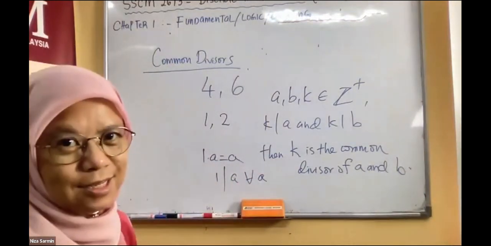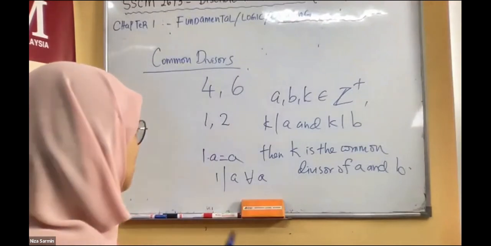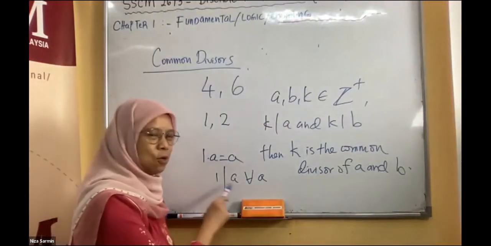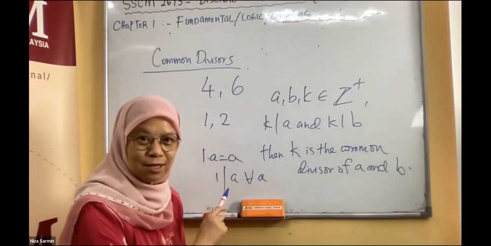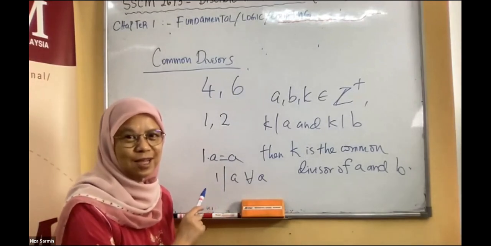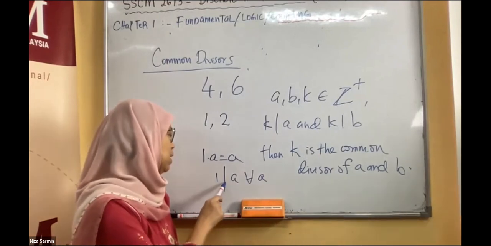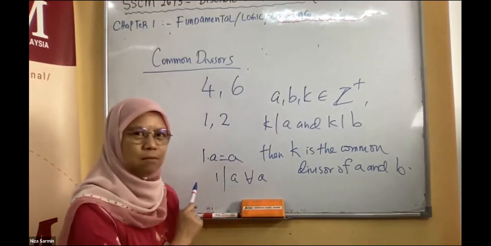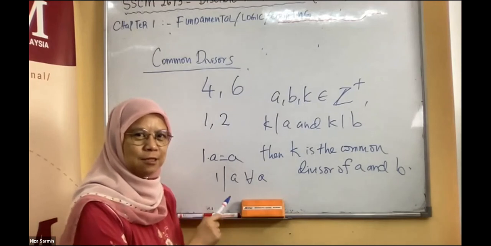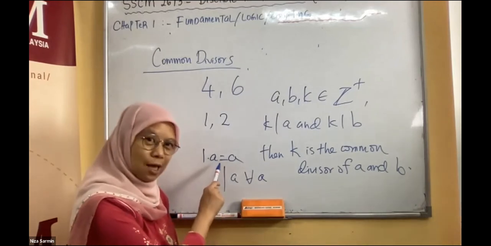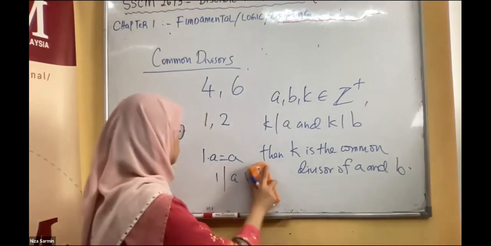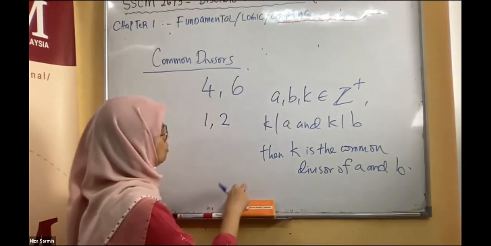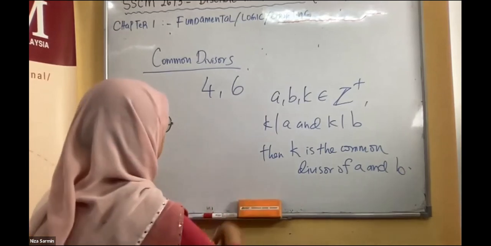This is actually a simple question that is sometimes too easy, so students don't know how to answer. Why does one divide A? A is an integer, and one times A is A, so one always divides all integers. Okay, so how do you find it?